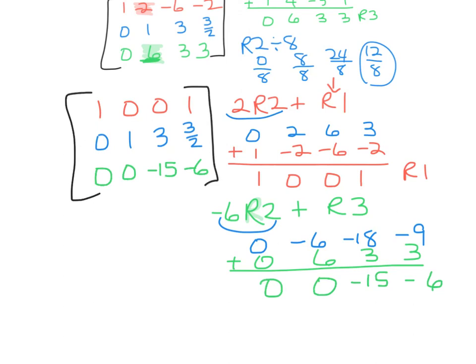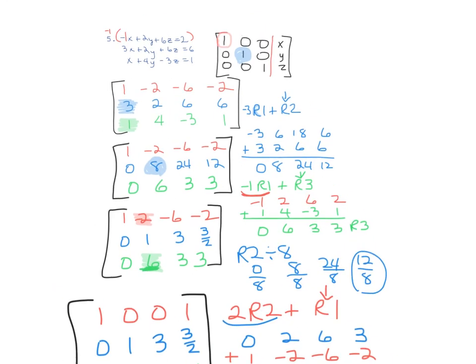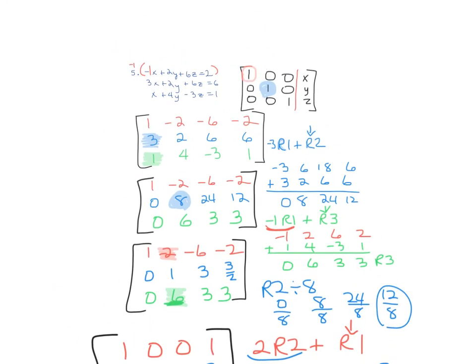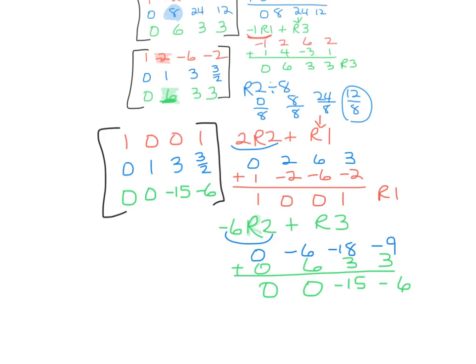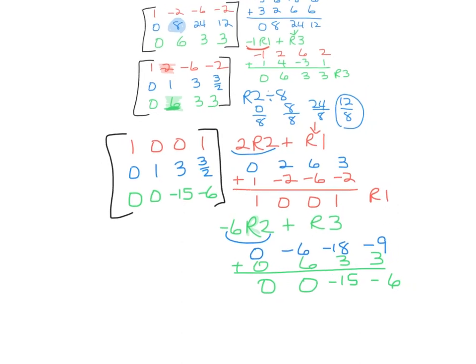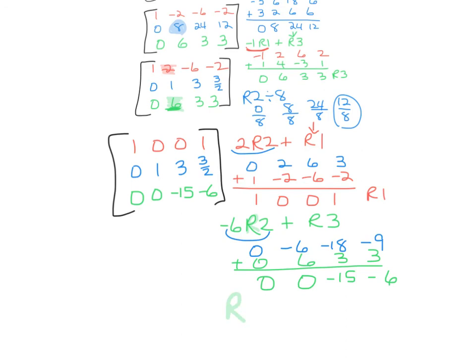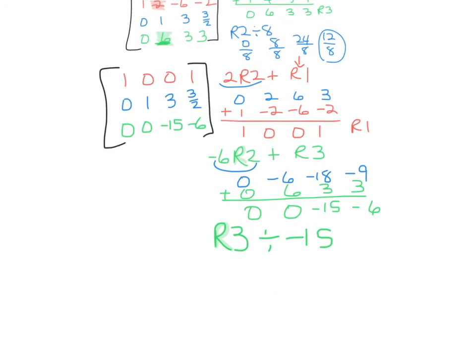Now I need to move to column 3. Again, I want the identity matrix up here. So now the thing I need to change is this one right here. And I need to make that -15 become a 1. So I'm going to take row 3 and divide it by -15. 0 divided by -15, 0 divided by -15, -15 divided by -15, and -6 divided by -15.